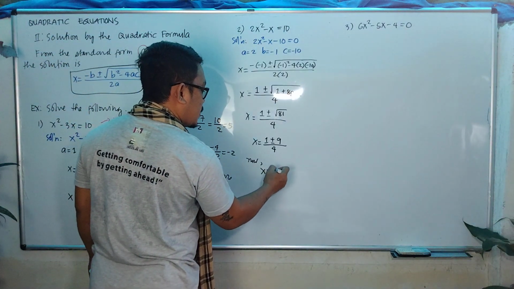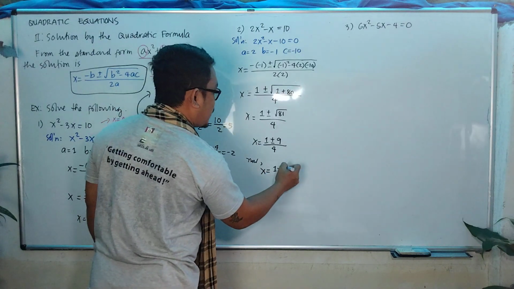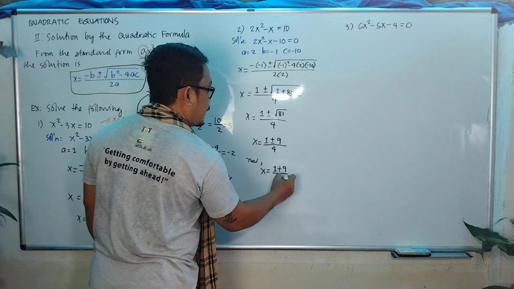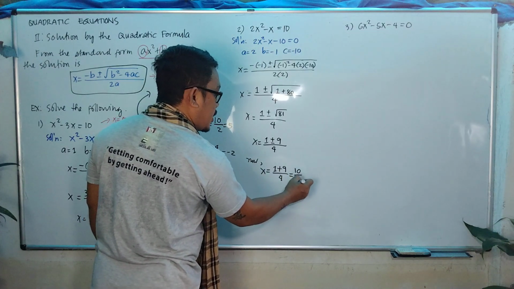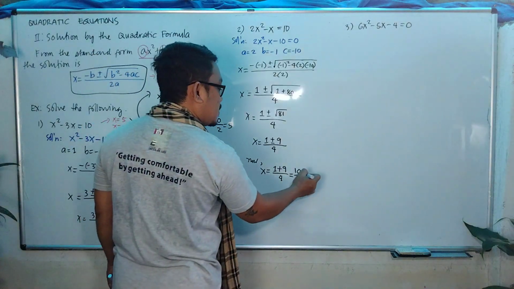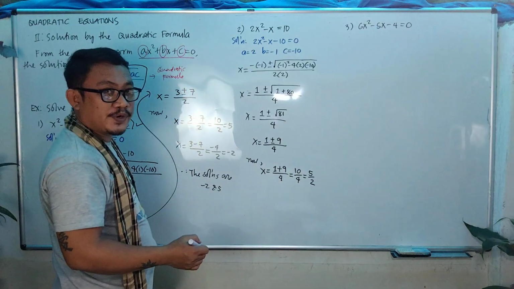We have x is equal to 1. Let's start with the plus; you can also start with the minus, it's up to you. Plus 9 over 4. So 1 plus 9 is 10 over 4. Then reduce that to its lowest term. That is just equivalent to 5 halves or 5 over 2.